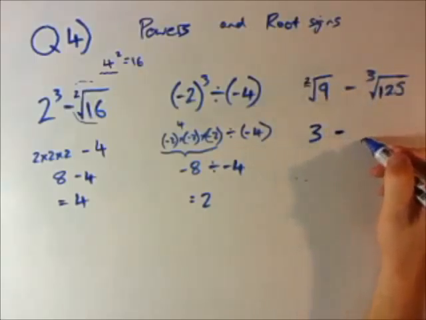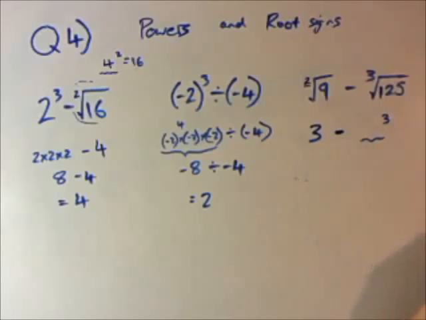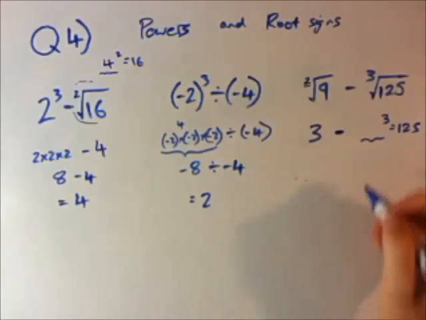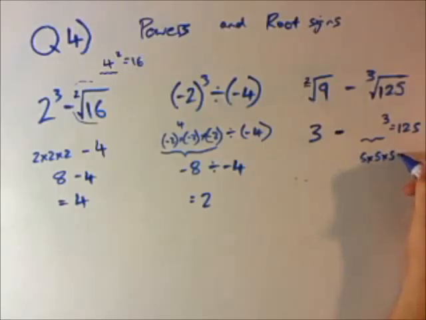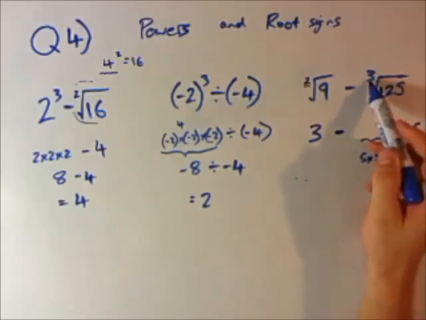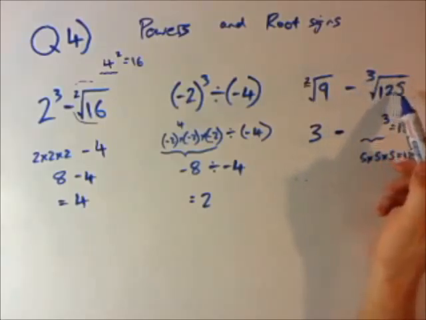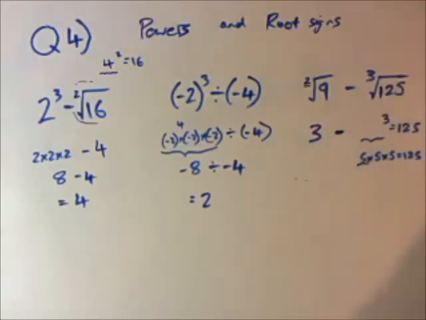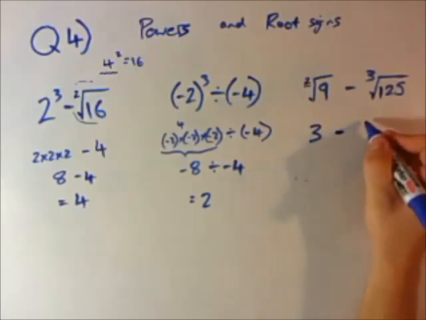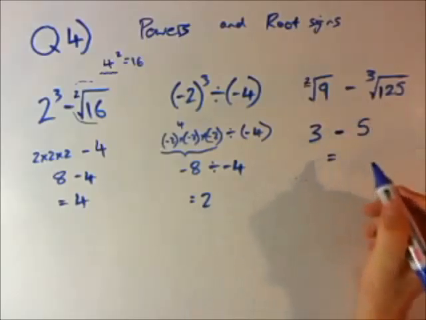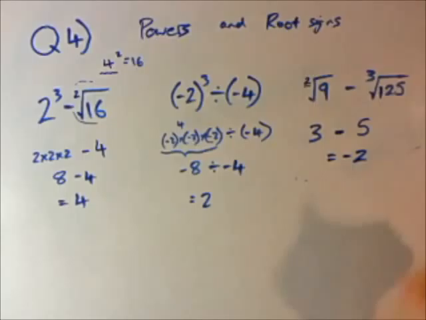Now this one here is, what number to the power of 3 equals 125? Well, this will come with a bit of practice, but I know that 5 times 5 times 5 equals 125. So the overall answer to this, the cube root of 125, is 5. So I'll rub all this out. So this turns out to be 3 minus 5, and our answer to that is minus 2.